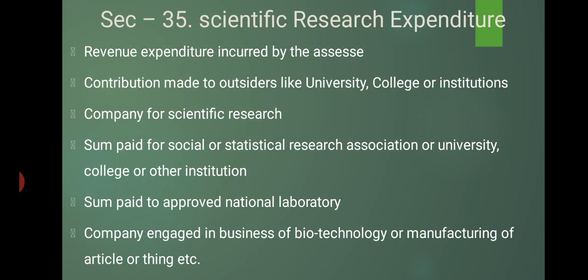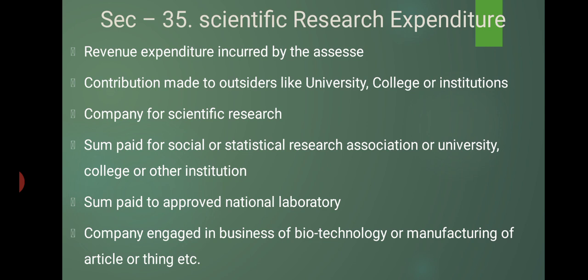Any revenue expenditure incurred by an assessee on scientific research carried out by the assessee himself can be claimed as deduction. Or any contribution made to outside institutions, like university, college or other institutions, for carrying out this research. An amount equal to 150% of the sum paid to research associations which have as their object the undertaking of scientific research, or to a university, college or institution, can be claimed as deduction. So when an individual donates 100 rupees to an institution for carrying out this research, he can claim 150 rupees as a deduction, that is an extra 50%.